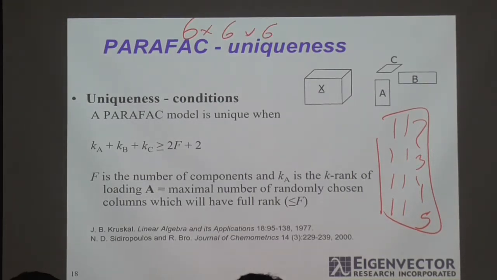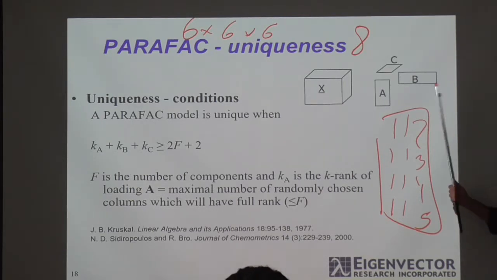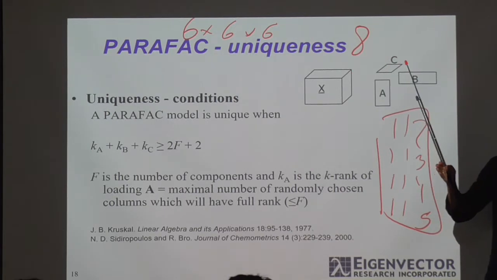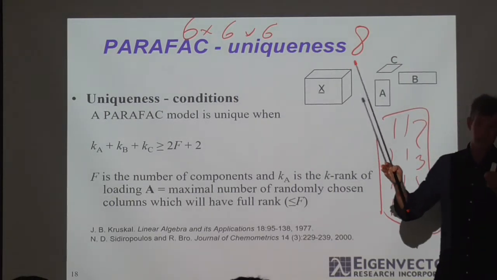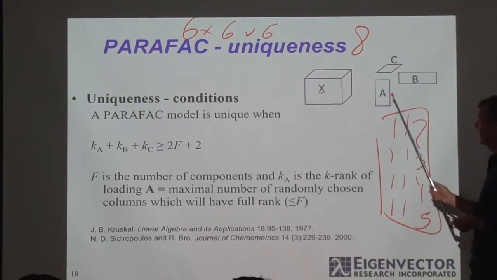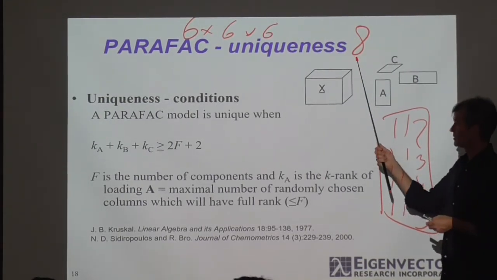So 6 samples, and I measured 6 variables on 6 occasions. And let's say I want an 8 component model. Well, that's kind of weird. And in PCA, if I have 6 samples, I cannot get 8 components. I can get 6 maximum, but not 8. Well, Parafac is not like PCA. I can easily get 8 components.